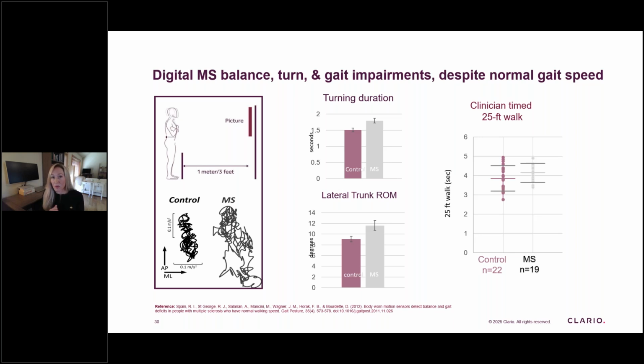So we see this even when we're seeing a walk test as quote normal as far as speed goes. In the walk test, what we also see, if someone walks 7 meters and turns back and forth for 2 minutes, is that those turn durations were decreasing, and that lateral trunk range of motion was actually increasing.